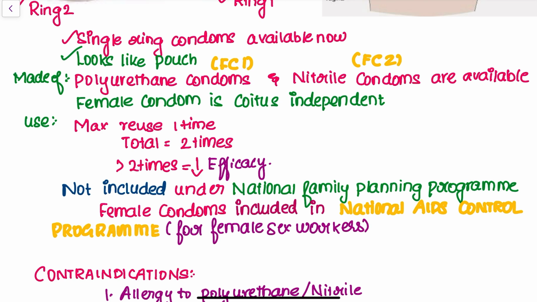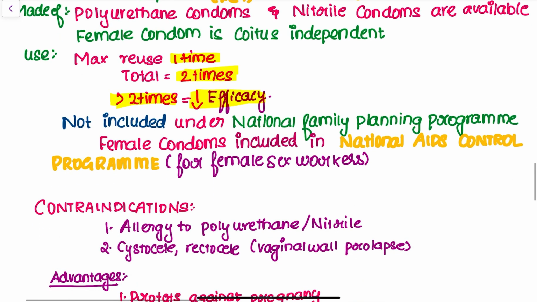Now coming to the maximum reuse time. So maximal reuse is one time. So one time it can be reused, which means that totally 2 times you can use this female condom. On the contrary, male condoms can be used only one single time. But female condoms can be used at least 2 times. If you are going to use it for more than 2 times, then the efficacy of the female condom in preventing conception is going to be decreased. So the total number of times a female condom can be used is just 2 times, but the reuse time is just one time.